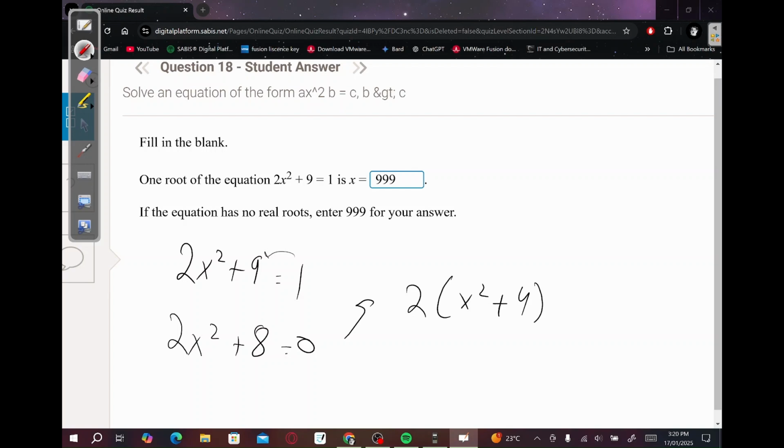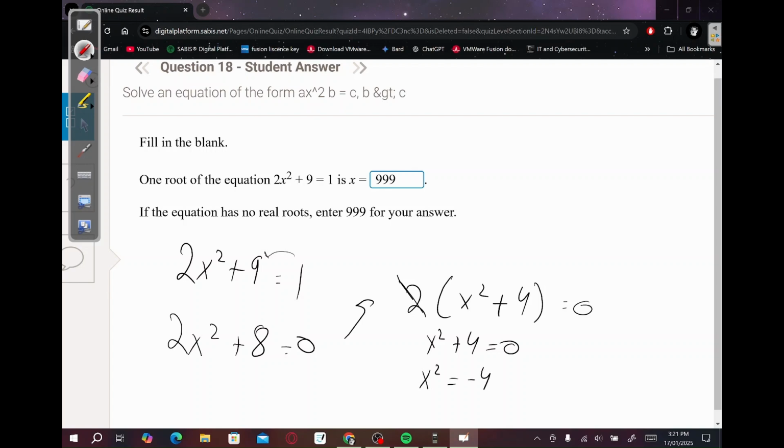You take 2 out as a common factor. X squared plus 8 divided by 2 is 4, yeah. Okay, you divide by 2 on both sides. This cancels because 0 divided by 2 is 0. X squared plus 4 is equal to 0. X squared is equal to negative 4.